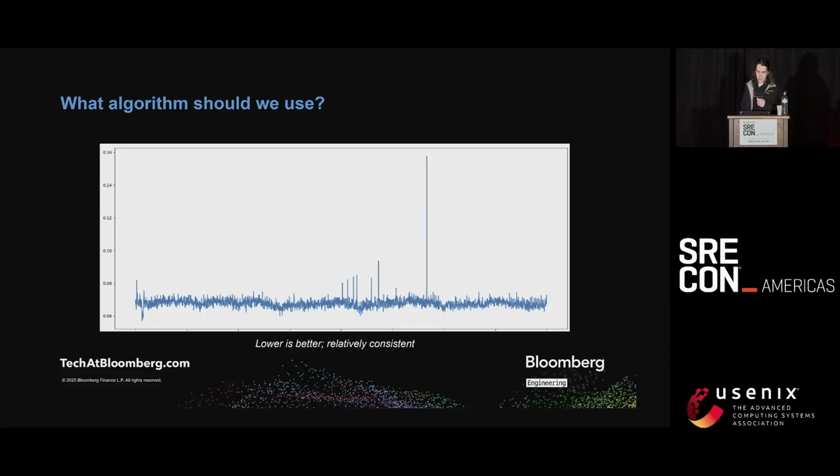So here, this is latency, lower is better. You see it's relatively consistent. There's a few spikes, one large one. And while that's not good, we don't like that, it's not something that represents an existential risk if we were to roll out this code.